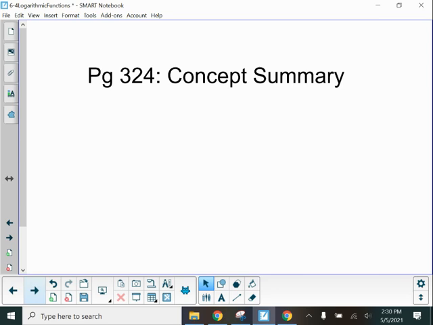In your textbook on page 324 is your concept summary. This goes over, again, the relationship between the logarithmic functions and the exponentials, and how logarithms are inverses of the exponentials, why they're necessary, and how you can tell different things about the graphs based on that relationship. So go back through, review this lesson, and reach out to me if you have any questions at all on logarithmic functions.